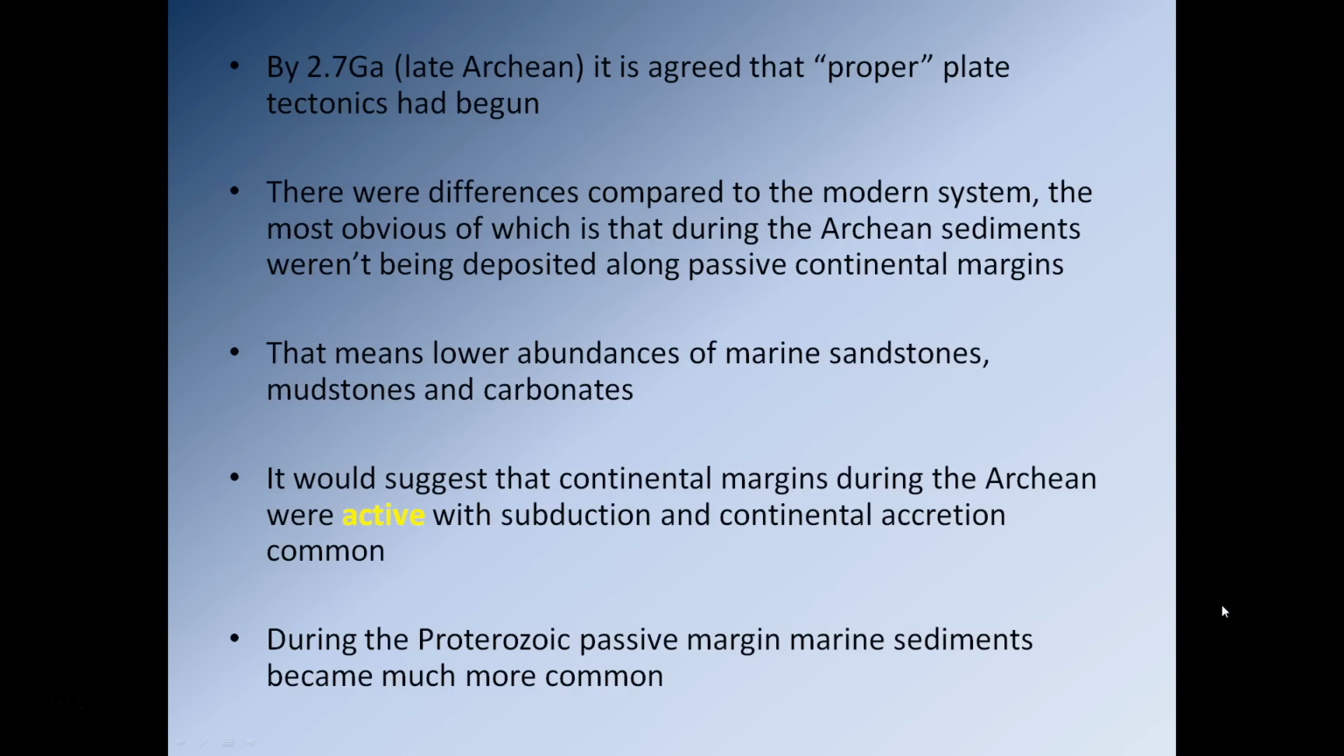So, as I was just saying, by about 2.7 billion years ago, we have proper plate tectonics underway. So by this point, we have strong indicators of subduction. So we know that things are subducting down into the mantle, maybe not easily, but it is happening nonetheless. So there were differences compared to the modern systems, though, the most obvious of which was that during the Archean, sediments weren't being deposited along passive continental margins.